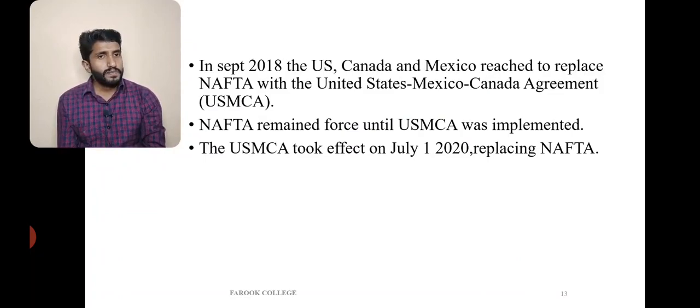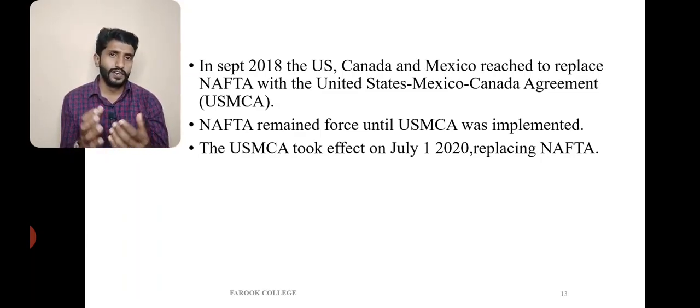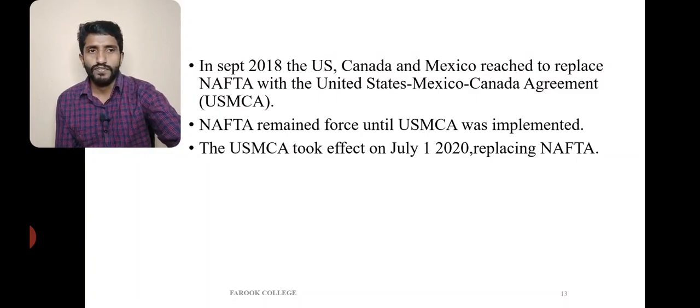So in September 2018, US, Canada and Mexico reached an agreement to replace NAFTA with a new agreement, known as USMCA, United States Mexico Canada Agreement. NAFTA remained in force until USMCA was implemented. Then USMCA took effect from July 1st, 2020, replacing NAFTA. So now NAFTA is no more, and instead USMCA is there with some changes and modifications to NAFTA.